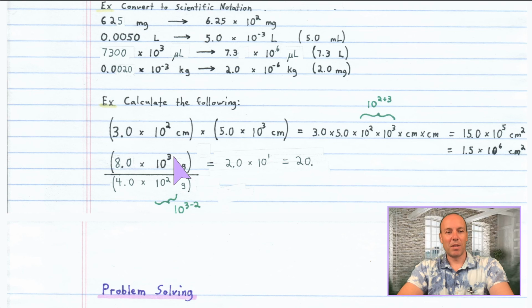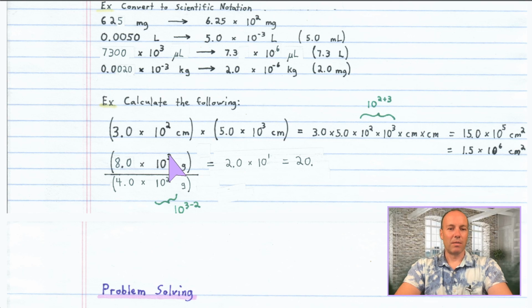Now the last example in this video is we're going to divide two measurements that are written in scientific notation. So 8 times 10 cubed grams over 4 times 10 squared grams. Now here we can do the divisions in any order. So we can do 8 divided by 4, which would give us 2. And then gram divided by gram would cancel out. We'd have no units. But then what about 10 cubed divided by 10 squared?